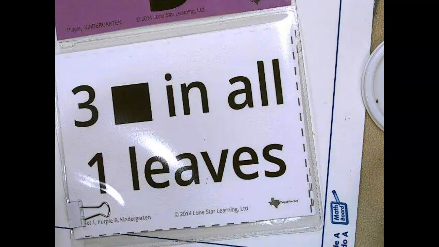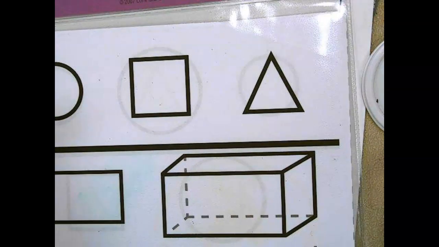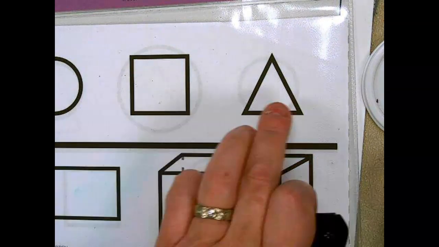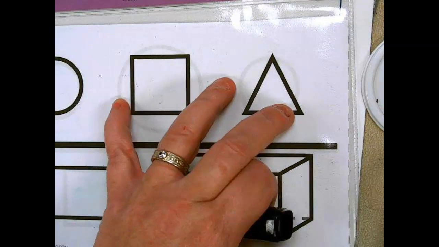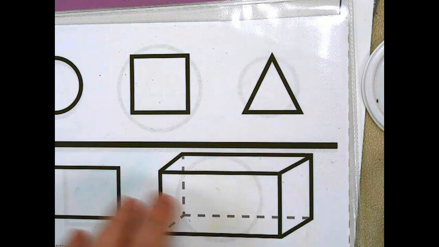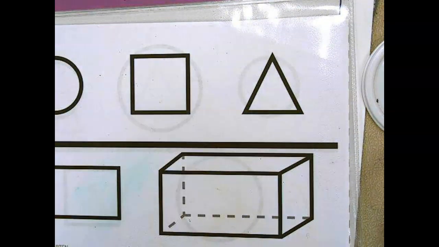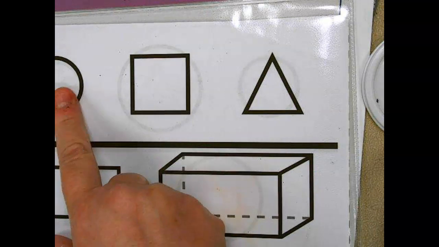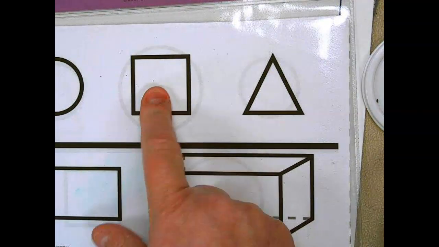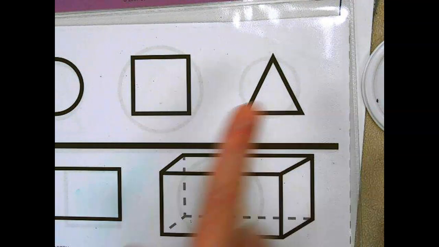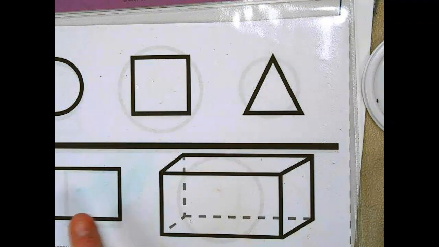So let's look at our next part of the target board. On this one, they want to know there's 3 shapes on top of the line, and 1 shape underneath here belongs with these, and 1 shape doesn't belong with these. So let's think very carefully about the shapes that are here. We have a circle, we have a square, we have a triangle. Underneath we have a rectangle, and we have a rectangular prism.